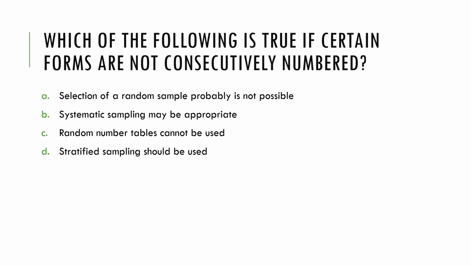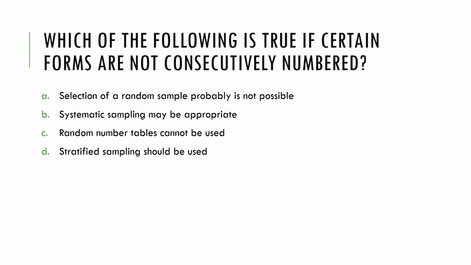Next question. Which of the following is true if certain forms are not consecutively numbered? So this is once again our concern if the sampling units are not logically arranged, or in this case, they are not pre-numbered. Letter A, selection of a random sample probably is not possible. Or letter B, systematic sampling may be appropriate. Or letter C, random number tables cannot be used.